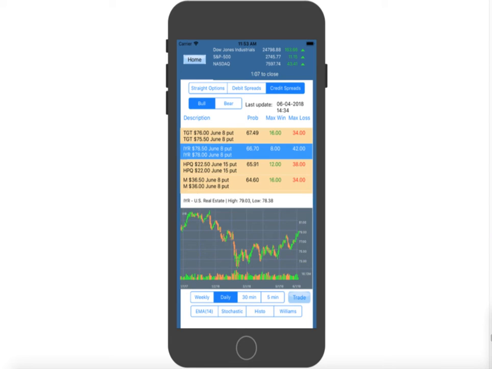There's 3 different kinds of lists that you can look at. One of them is just straight options, just straight option plays. You can also look at what we call debit spreads, or you can look at credit spreads. There'll be a different video that explains what spreads are. But this is a very, very powerful tool. It gives you the best probable odds of all the available options, and it sorts out literally thousands of these. And by the way, we also have bull and bear, just like the scanner.